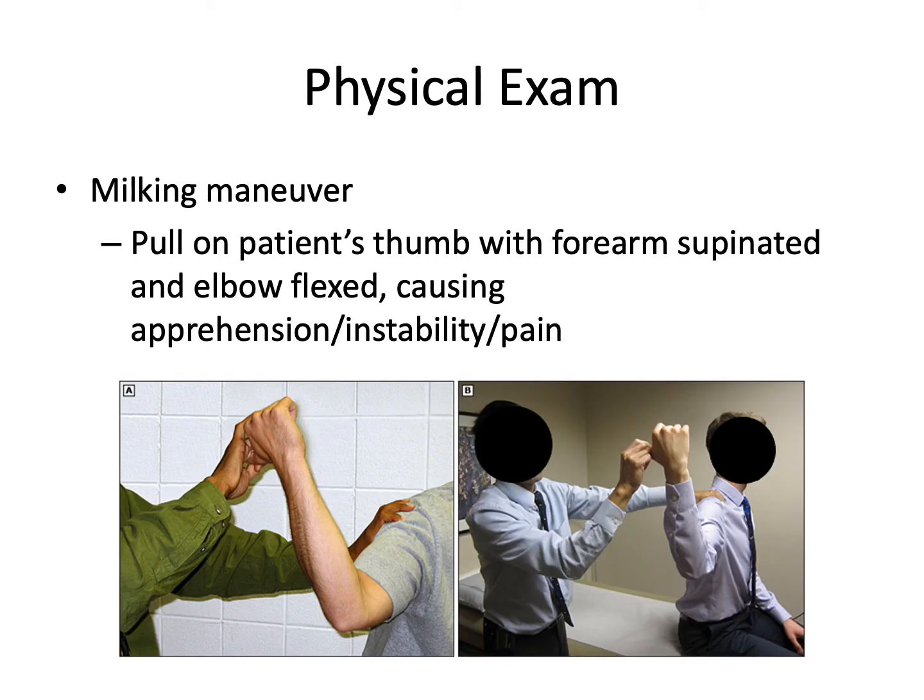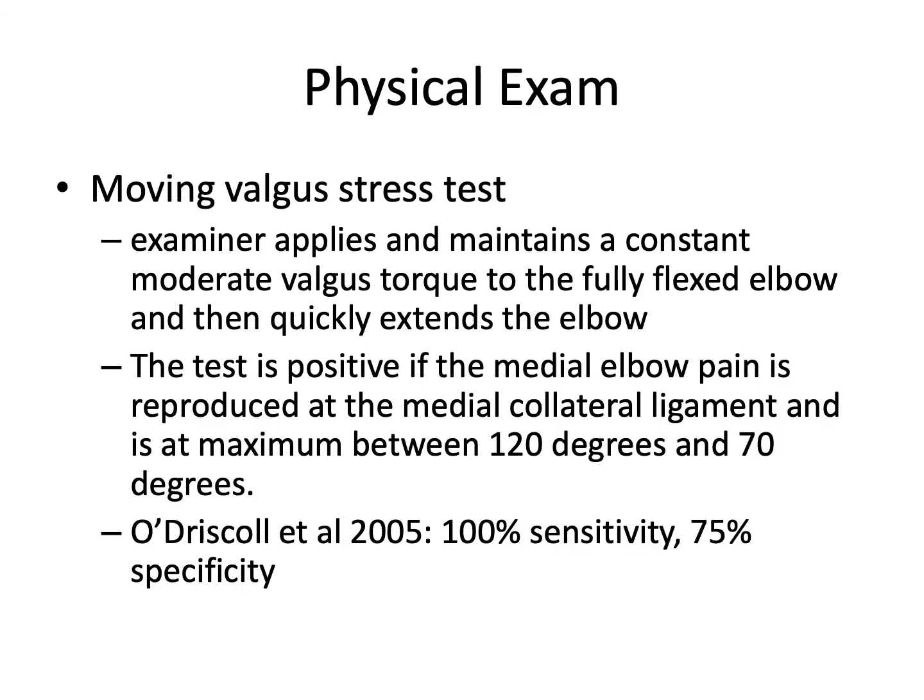The milking maneuver is done by pulling on the patient's thumb with the forearm supinated and the elbow flexed, causing apprehension, instability, and pain. The moving valgus stress test is performed by having the examiner apply and maintain a constant moderate valgus torque to the fully flexed elbow and then quickly extending the elbow. The test is positive if the medial elbow pain is reproduced at the medial collateral ligament origin and is typically at its maximum between 120 degrees and 70 degrees. O'Driscoll in 2005 showed this at 100% sensitivity and 75% specificity.